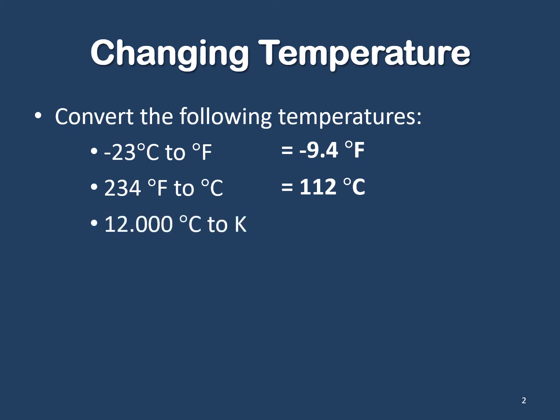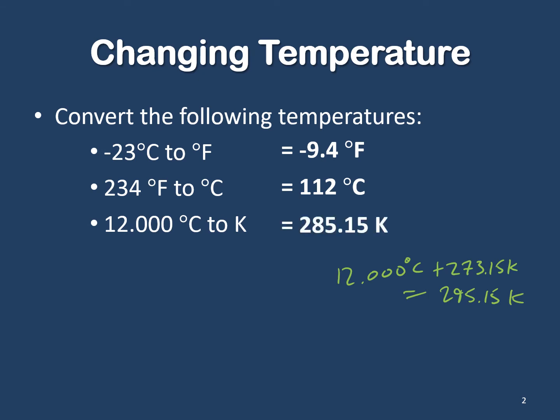Now, changing from Celsius to Kelvin, that's a much easier beast, right? So I can just take my 12.000 degrees Celsius and add 273.15 Kelvin. This will get me 285.15 Kelvin as my answer here. I can add in my head, I swear.